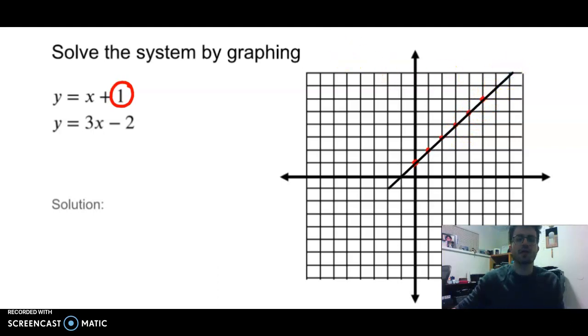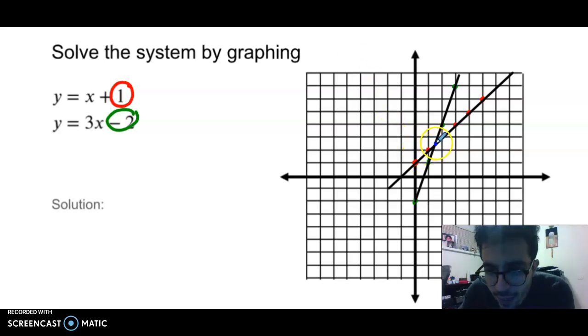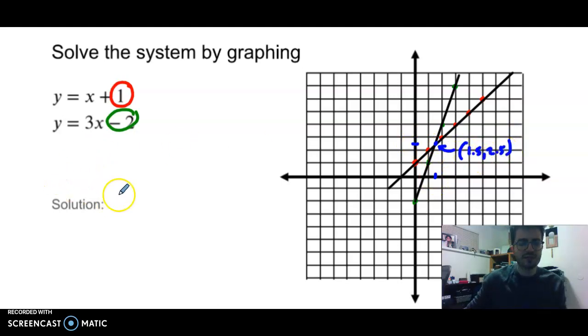There it is. My next one, I have a y-intercept of -2. So that's right here. And then my slope is 3, so I'm going to go up 3 to the right 1, up 3 to the right 1, up 3 to the right 1. And so now I can see this line. Let's see where they intersect, where they share a point. Right there. This blue point looks like 1.5 and 2.5. So we can say that the solution is (1.5, 2.5).